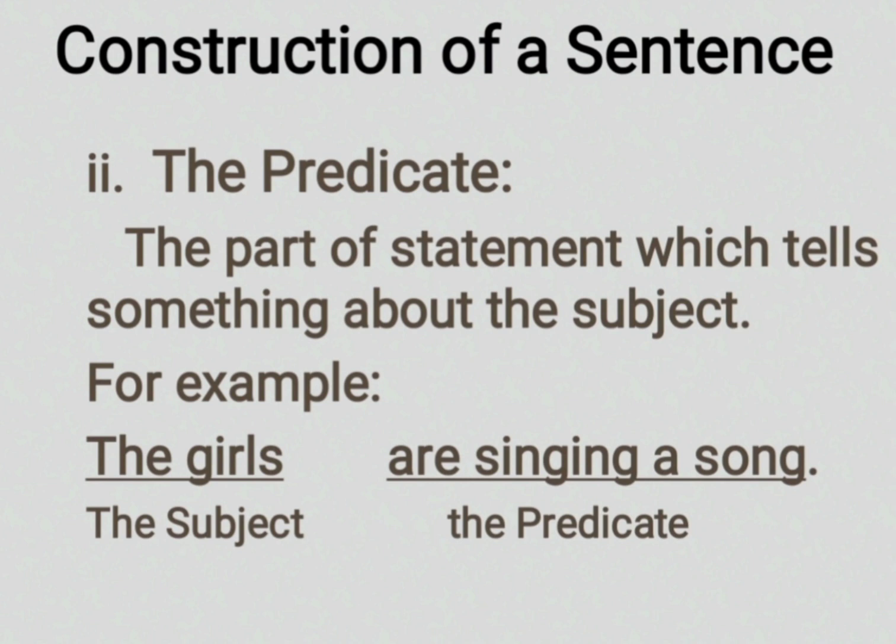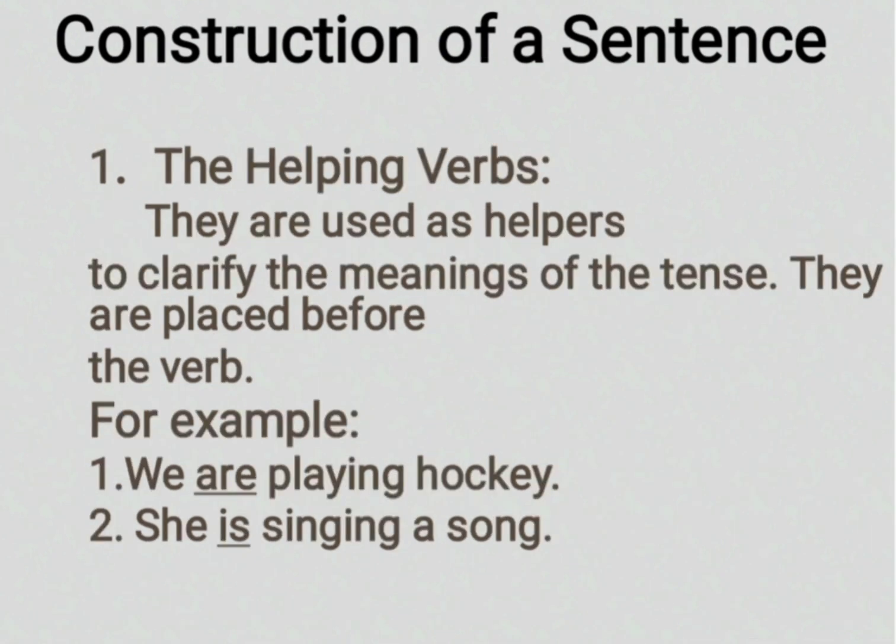For example, the girls are singing a song. Here the first part of the sentence that is underlined, the girls, is the subject, and the next part, are singing a song, is the predicate. The predicate includes different things: the helping verbs, the verb, and the object.